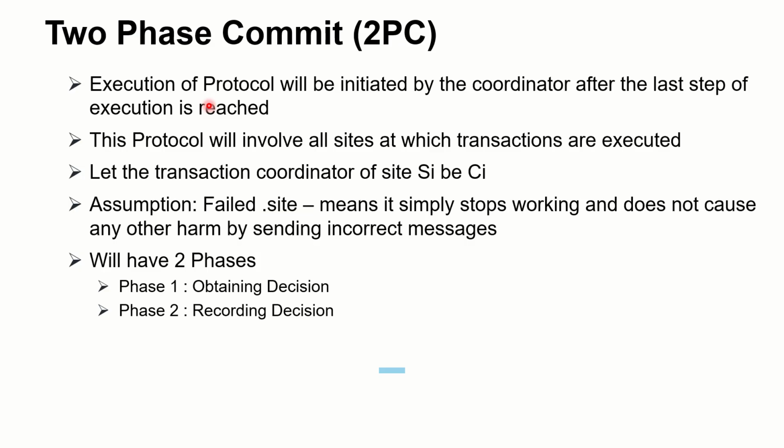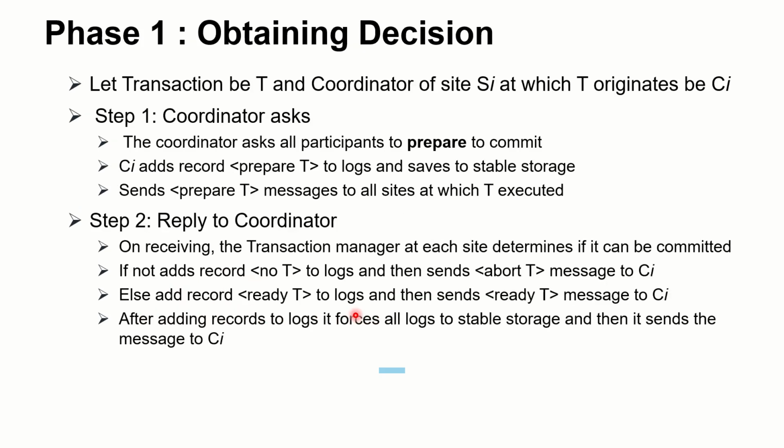In two-phase commit, by the name we can understand that there will be two phases. Phase one is for obtaining the decision, and phase two is for recording the decision. So what will happen in phase one? Let the transaction be T and the coordinator of Si, at which transaction T originates, be Ci.